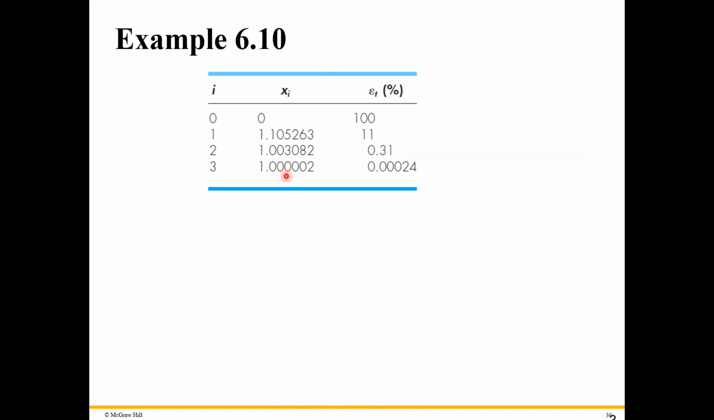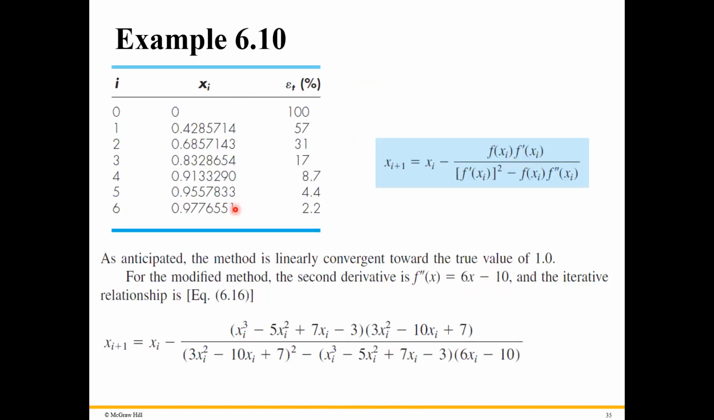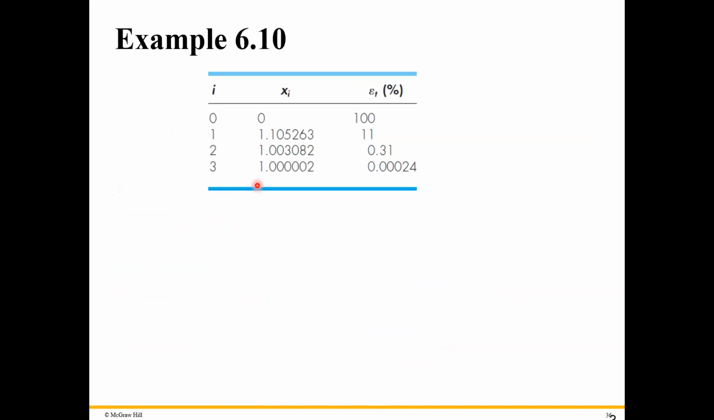In the standard result, we get this value of x_i, 0.977, after 6 iterations. But in the modified result, we get a quite close value of 1.002 after only the third iteration. So you can see that the modified iteration method in this case is much faster.